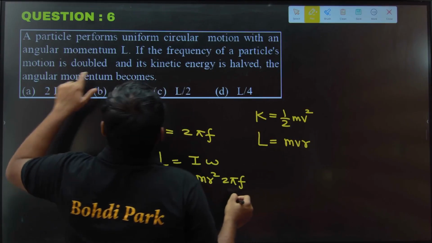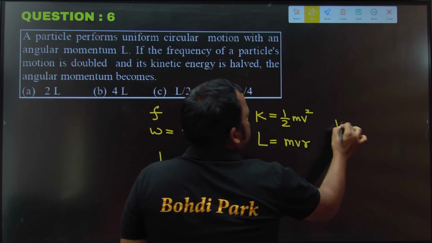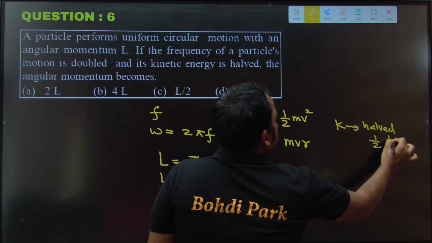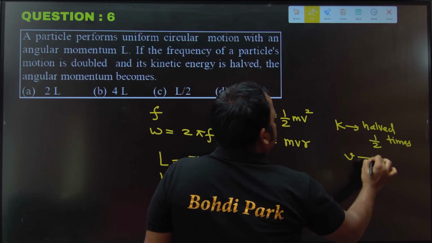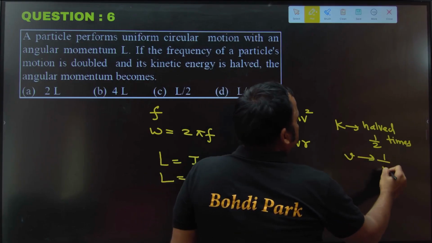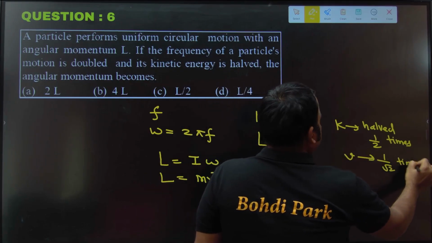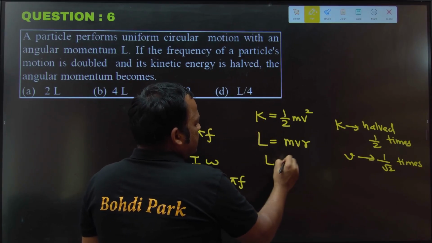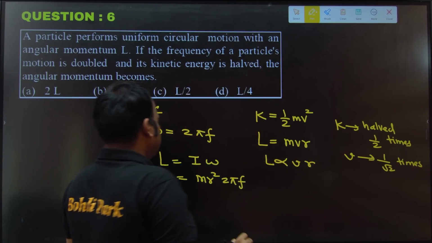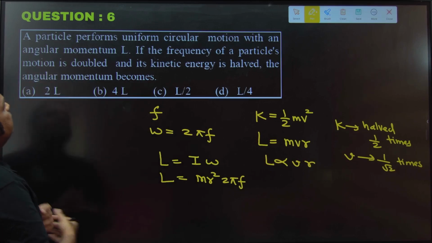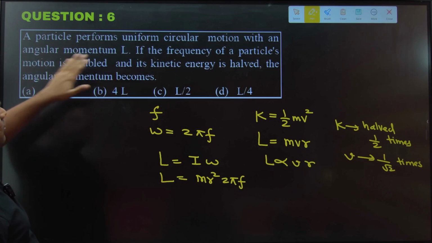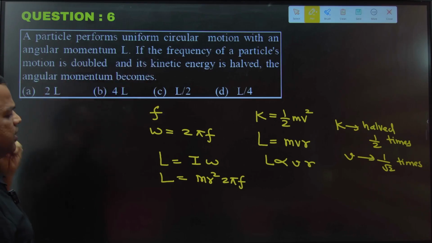So when kinetic energy is halved, halved means 1 by 2 times. So speed is 1 by root 2 times. Now L is proportional to V into R. So what is the effect on the radius? For the radius they have not mentioned anything, only the frequency is mentioned, and it is doubled.